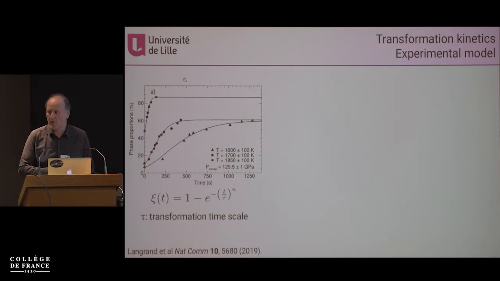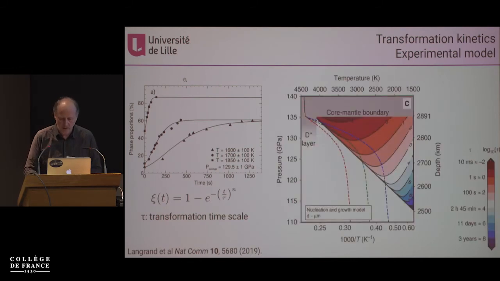There's a very strong effect of temperature. It's an Arrhenius process, so you have measurements here at 1600K, 1700K, 1800K. We did it for several pressures as well. And based on these measurements, we built a model of the kinetics of the phase transformation from Bridgmanite to post-perovskite.